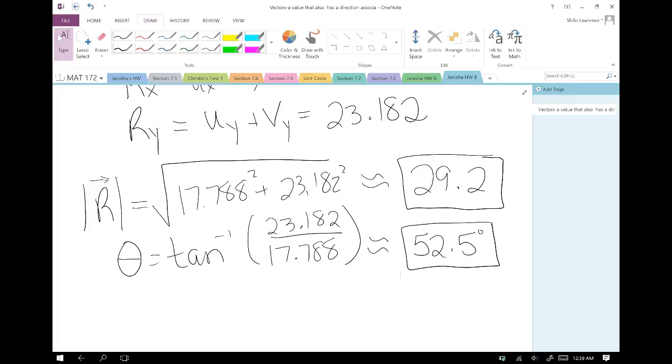So we have to change our vectors to components. Then we can do the combining that they want us to do. But then we need to turn them back to a magnitude and direction to answer the question.